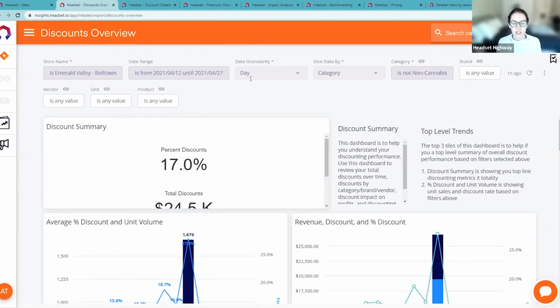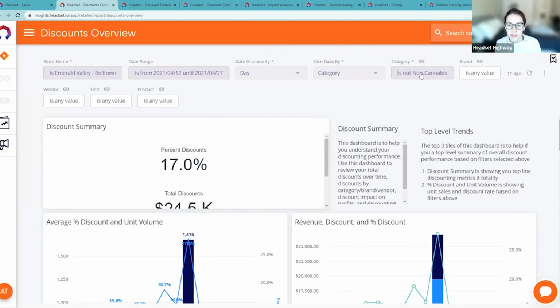Because this is a 2-week time frame, I want to break it down by day, but if you were doing a quarterly analysis, for example, you could break it up by week or month. And if you're doing a yearly analysis, maybe you could break it up by quarter. Really up to you and how you want to analyze this data. I also want to slice the data by category, but you have a lot of different options here. You can look at brand, vendor, package size, or product name. So you have lots of different ways to slice and dice the data here.